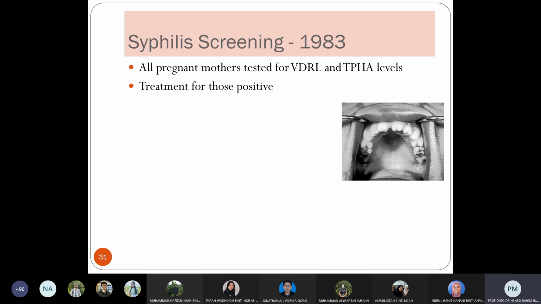We have syphilis screening starting in 1983. So all pregnant mothers until now are still tested for VDRL and TPHA, and treatment is given to those who are positive.